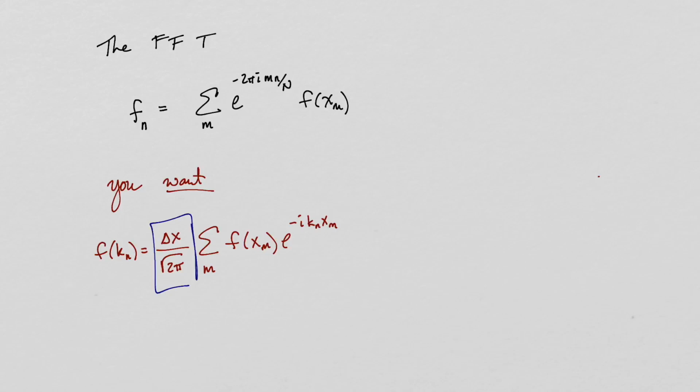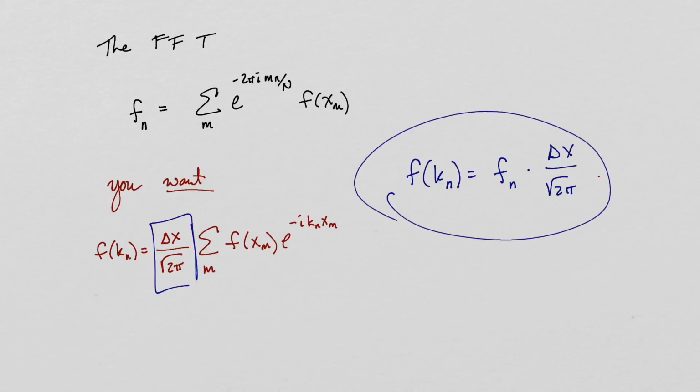And so if your Fourier convention is the one that we're using in class, where there's these 1 over the square root of 2 pi's, then you would say that the actual Fourier transform evaluated at k sub n is related to the thing that the computer gives me, which we'll call f sub n, times delta x over the square root of 2 pi. And that's just a constant, but it's an important constant because it tells me something about the physical system. Okay? Great.